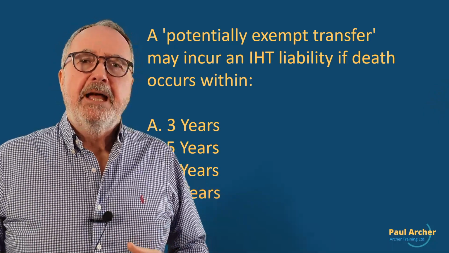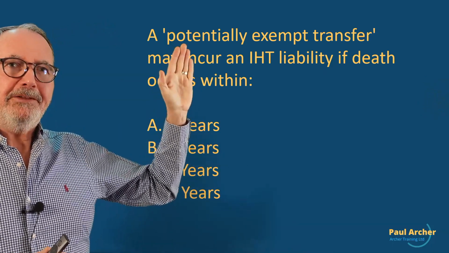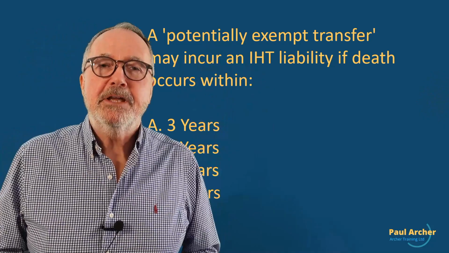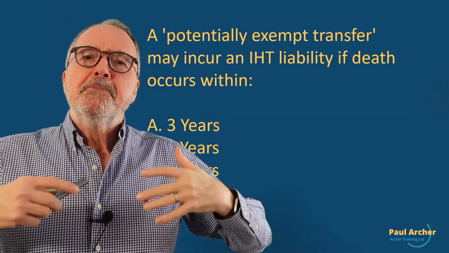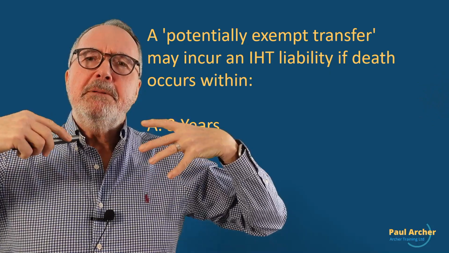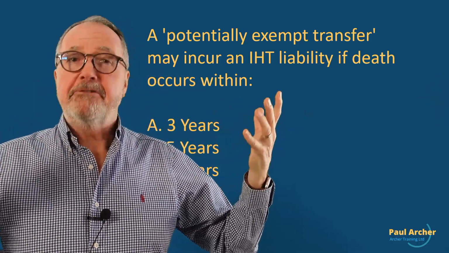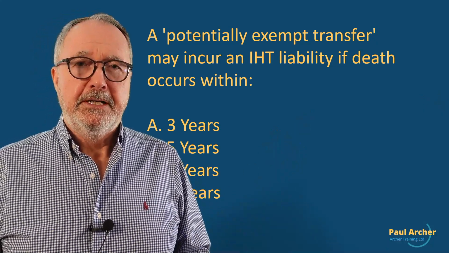However, there's this big thing called potentially exempt, which means that it's exempt, but only potentially. And it's usually something you give away during your lifetime, which you would normally be part of your estate. So you're giving, for example, let's say you're giving £100,000 to your children to help them with their house purchase.